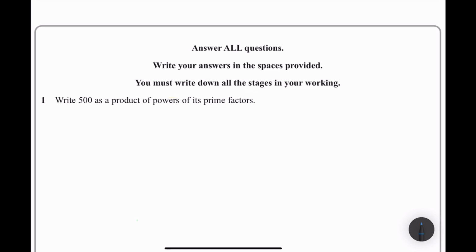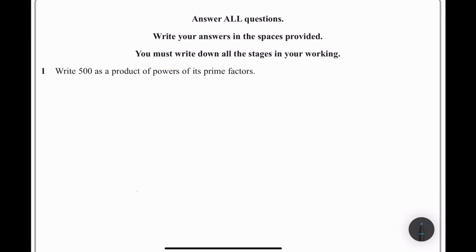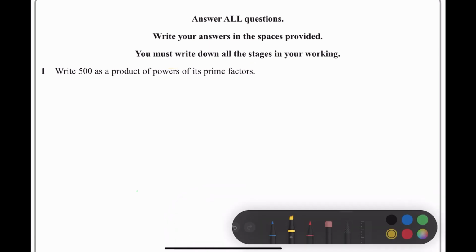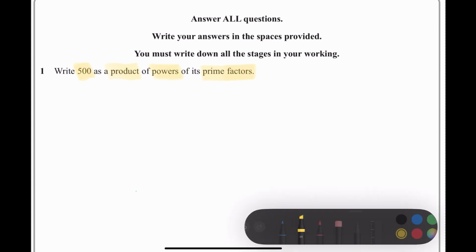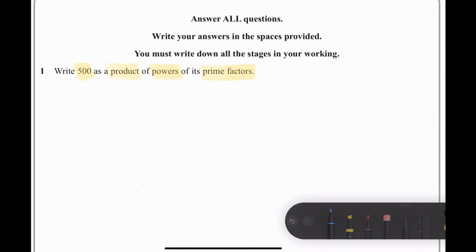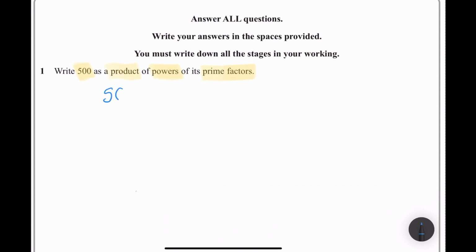Okay, let's start with question one. So here we've got to write 500 as the product (means to multiply) of prime factors and its powers, which means I need it to be in index form, my final answer. Right, so let's get the prime factors.